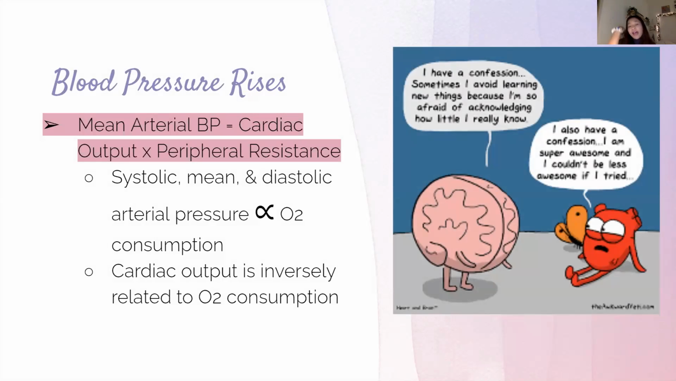All right, so as you may know, blood pressure rises when we exercise. And here's the formula for mean arterial blood pressure. Just a reminder of what it is. So the systolic mean and diastolic arterial pressure is directly proportional to oxygen consumption, whereas cardiac output is inversely related to oxygen consumption. And this inverse relationship serves as compensation for stabilizing the blood pressure so it doesn't overstress the arterial system during exercise.